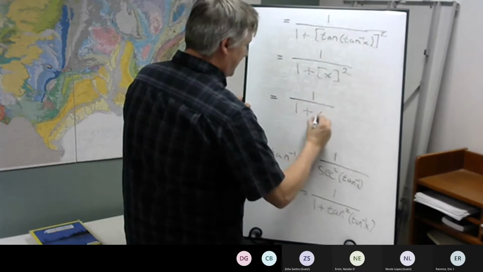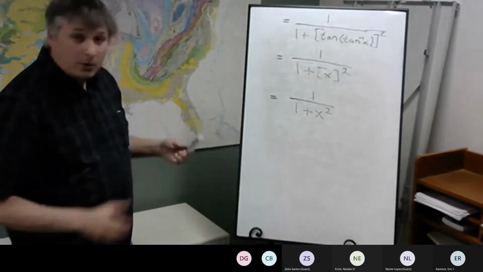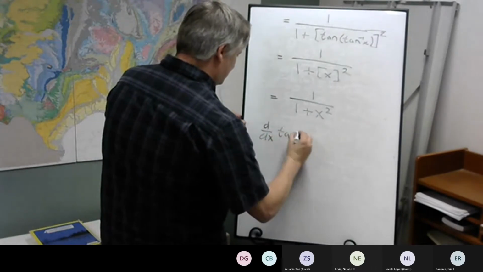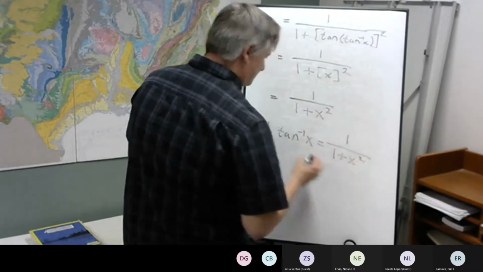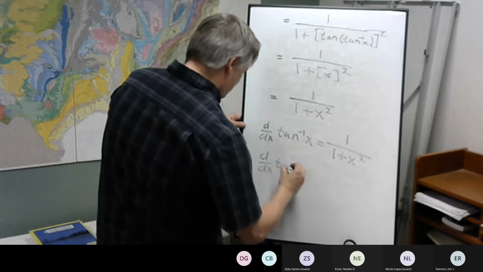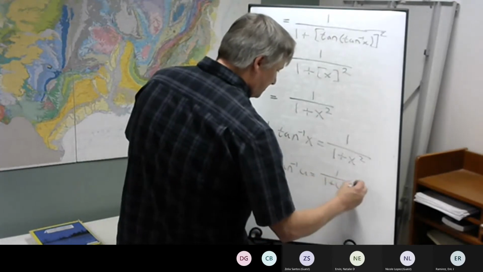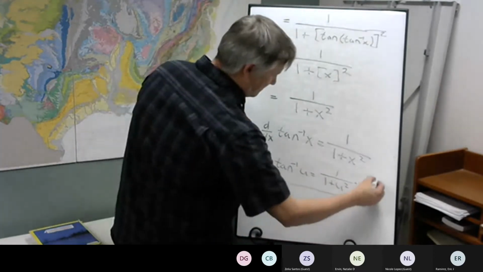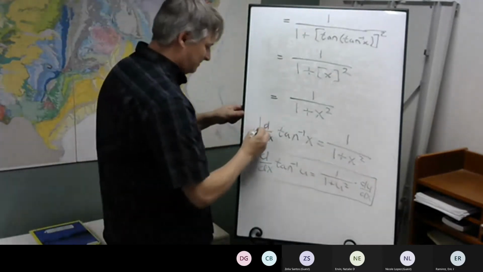So this will be 1 plus x squared. So what we get is this: d/dx of tangent inverse of x is 1 over 1 plus x squared, or d/dx of tangent inverse of u is 1 over 1 plus u squared times du/dx. Questions about that? Oh, don't want to leave this one out either.